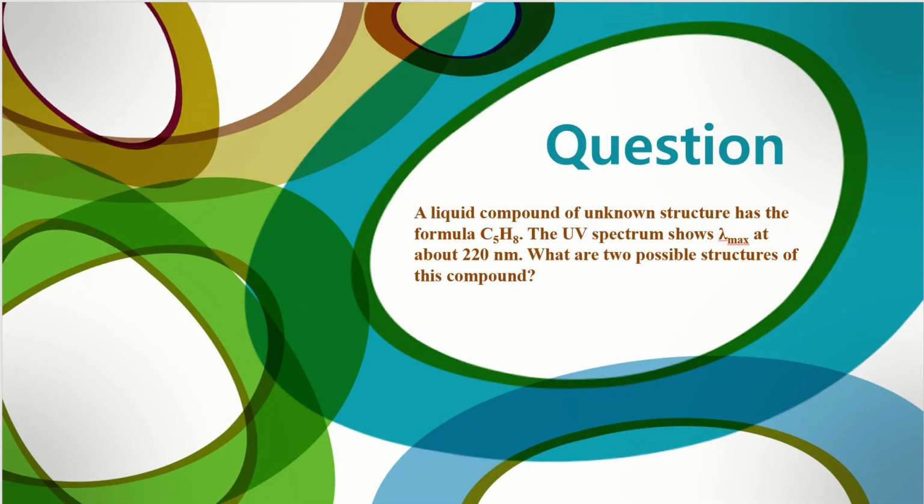All right, so we have another question. A liquid compound of unknown structure has the formula C5H8. The UV spectrum shows a lambda max at about 220 nanometers. What are 2 possible structures of this compound? You really have to try to give it some thought here. So take a second, pause, and try to answer it before you listen to the answer.